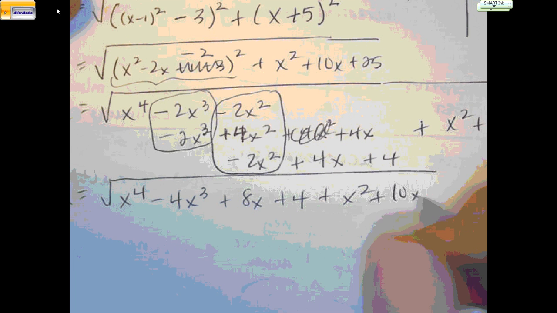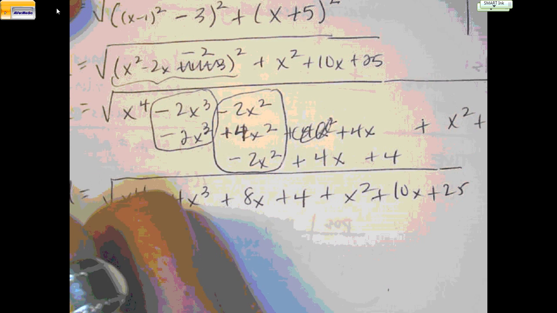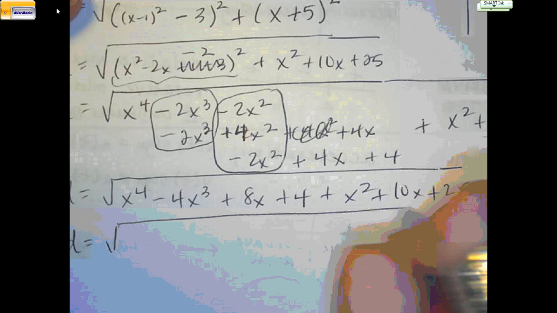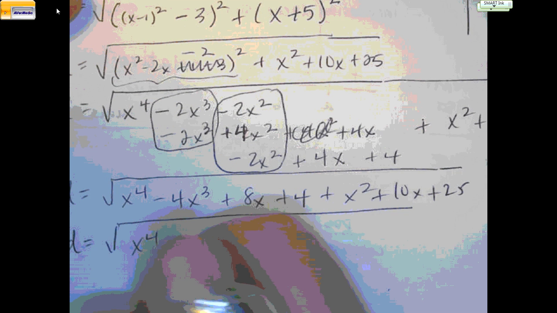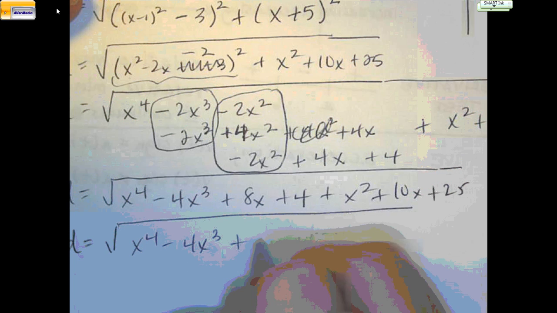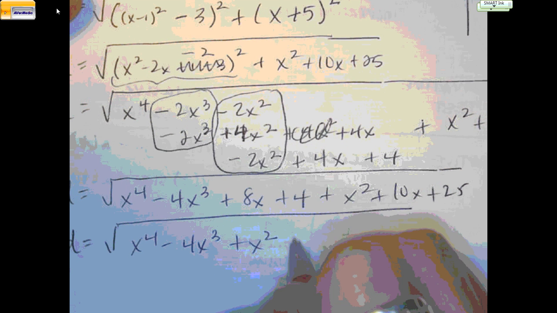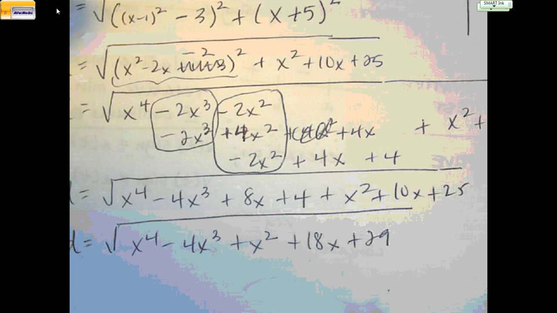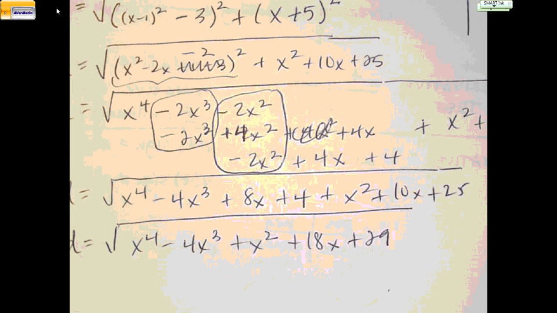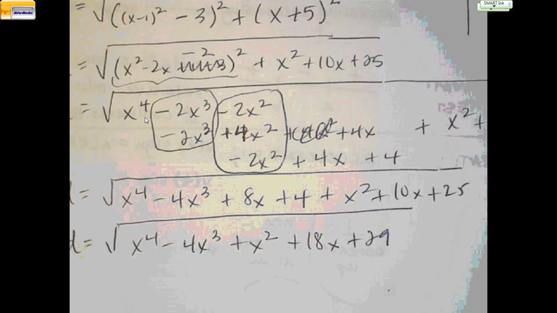Write the rest and put them together. So I have x to the 4th minus 4x cubed. I have an x squared. I have an 18x. I have a 29, and the whole thing is to the 1/2. And something we can do, hang on a second.